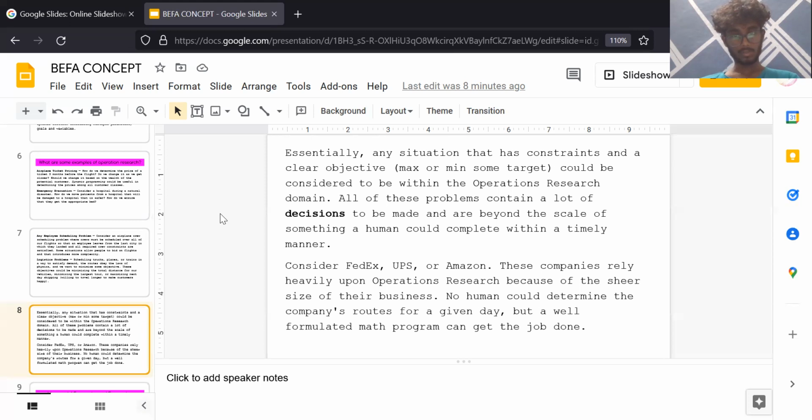All of these problems contain a lot of decisions to be made and are beyond the scale of something a human could complete in a timely manner. Consider FedEx, UPS, or Amazon. These companies rely heavily upon operational research because of the sheer size of their business. No human could determine the company's routes for a given day, but a well formulated math program can get the job done.